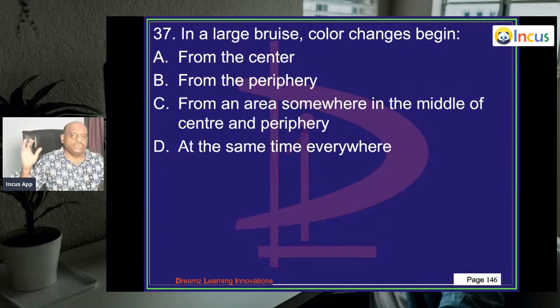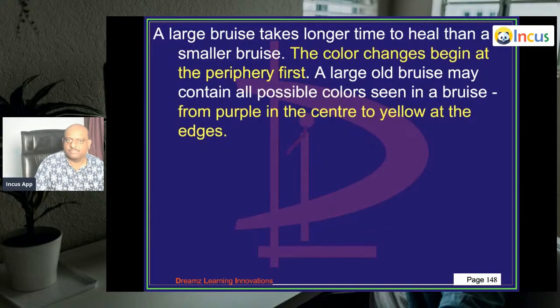A large bruise. How does the color change? It changes from the periphery. It begins to change from the periphery first. Periphery first.